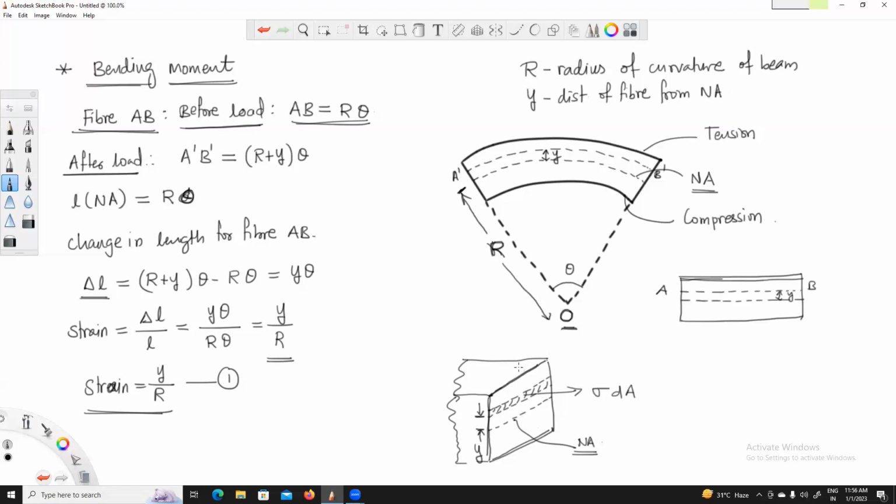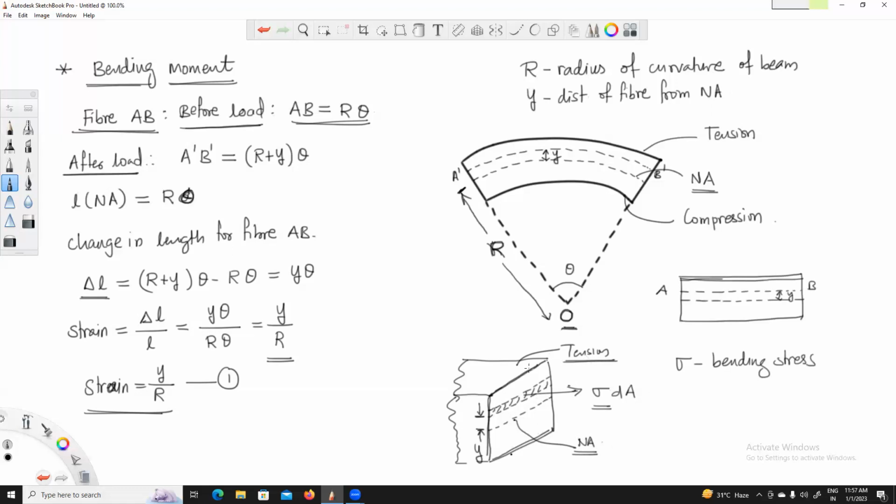And now, as the top surface is under tension and the bottom is under compression, this particular small cross section is also under tension. And as it is under tension, a certain force has to be applied on it, and this is represented by some sort of stress. This sigma is called the bending stress.